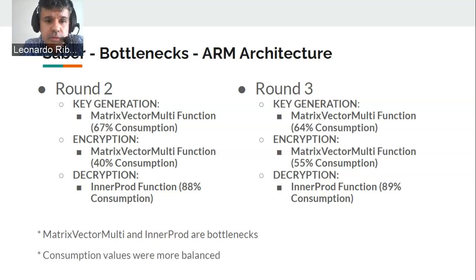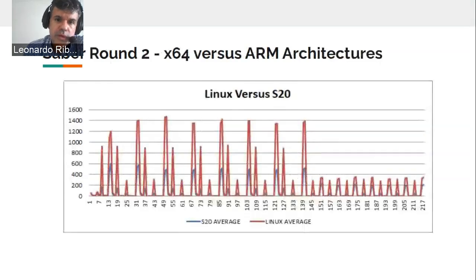And for ARM architecture, we have also done the same tests. We found the same functions, but we can see through the slides that the values that were found are more balanced compared to the values that were found while testing x64 architecture. So this is a picture showing the comparison of the tests for x64 and ARM architectures.